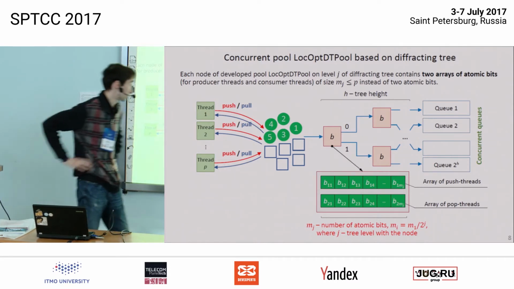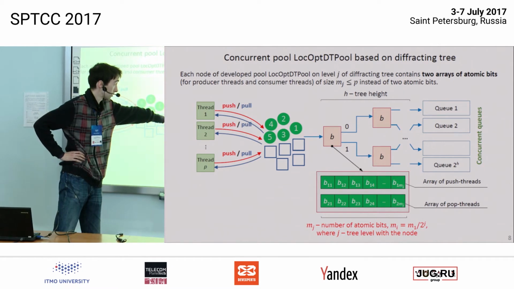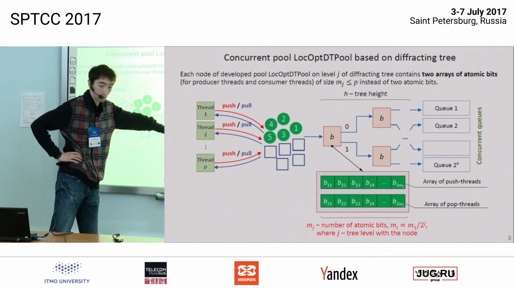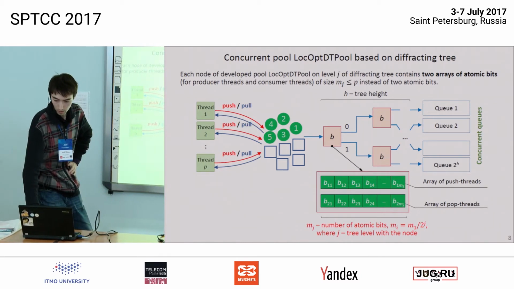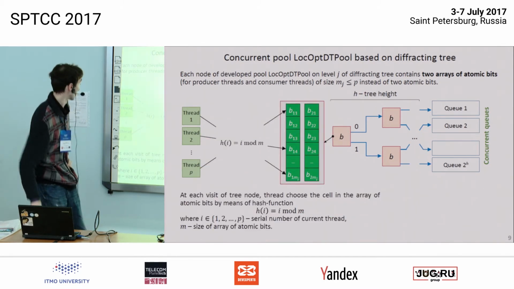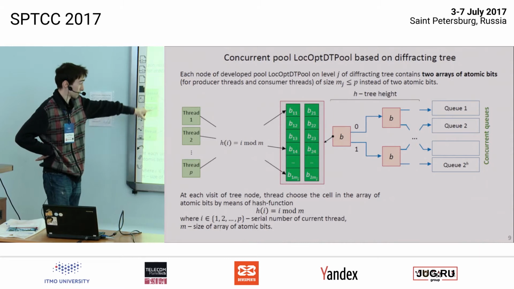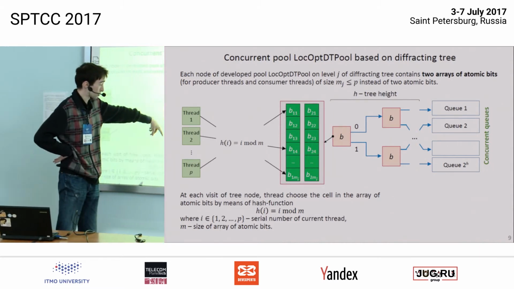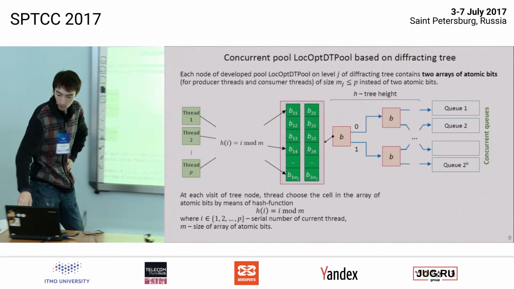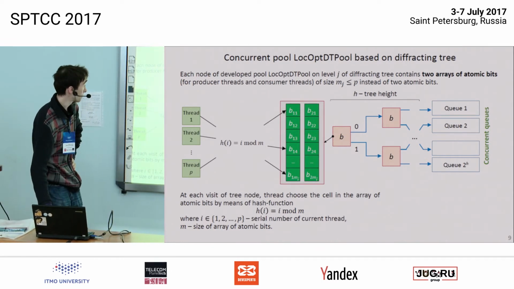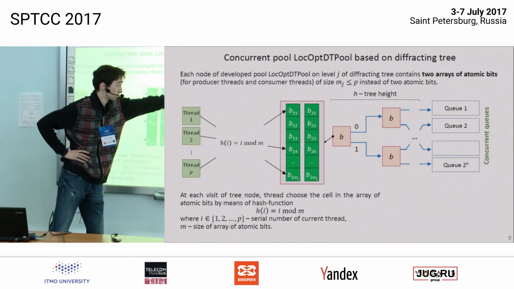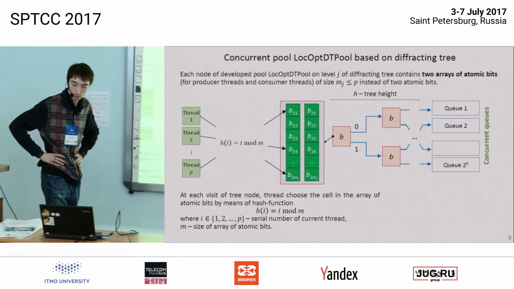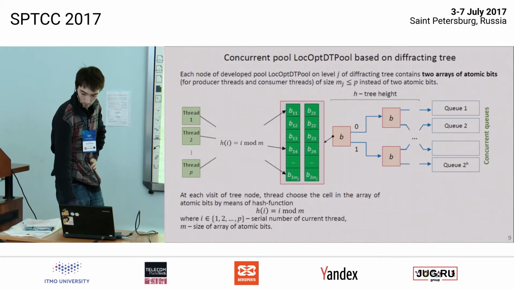In this version, we replaced bits by an atomic array of bits, and at first, threads choose a bit in this array by a hash function, and then pass through the tree and do operations with the queue.